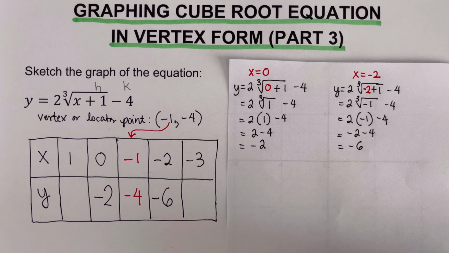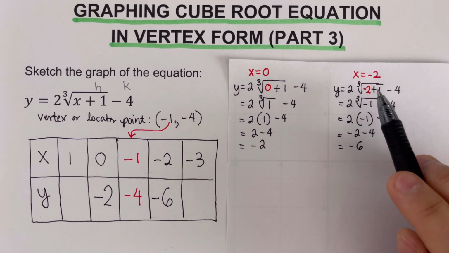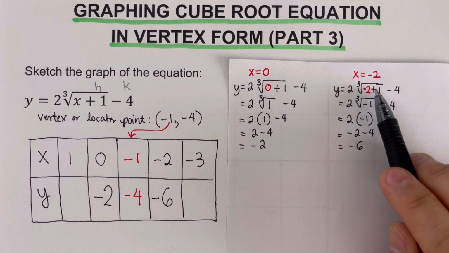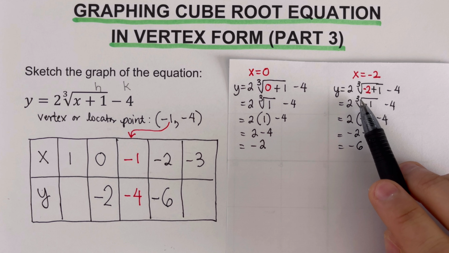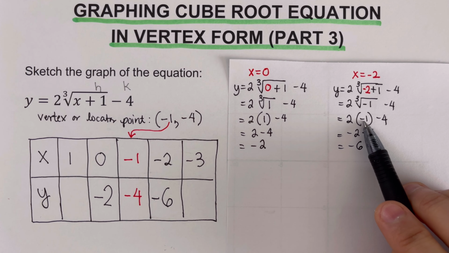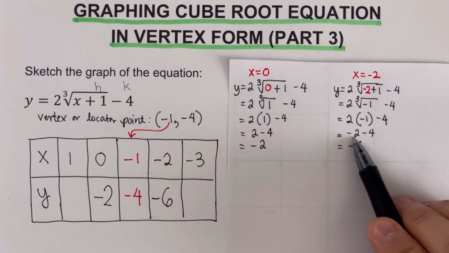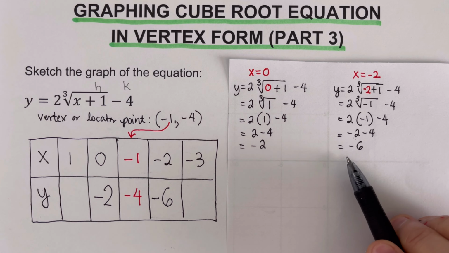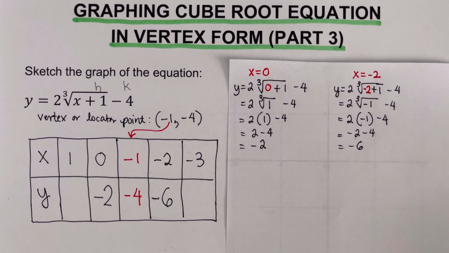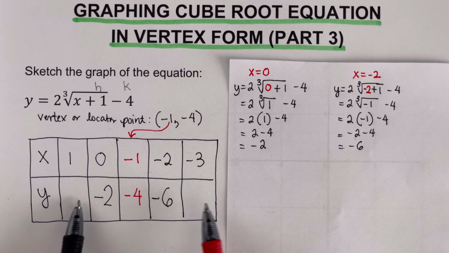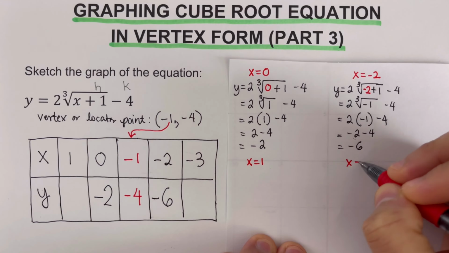Okay, the value that we got here is -6. So what I did was we have -2 plus 1 is -1. The cube root of -1 is -1. 2 times -1 is -2. -2 minus 4 is -6. So we're going to determine the value for y when x is 1 and x is -3. I'm going to show the work down here.